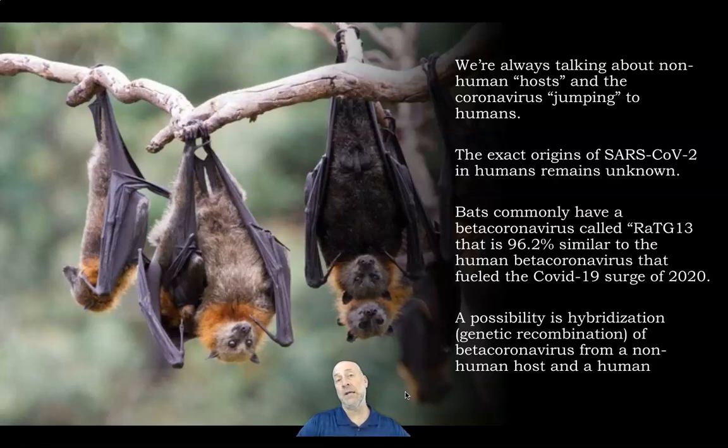And the bat has a beta coronavirus called RaTG13, for whatever that's worth. It's 96+% similar genetically to the human beta coronavirus, the COVID-2 that pushed that first surge of COVID-19 in the year 2020. So possibly was it hybridized from the bat, so sort of the virus inside the bat sort of hybridized and became a human virus, so one that can target human cells, and that's that jump that you talk about in the zoonotics.